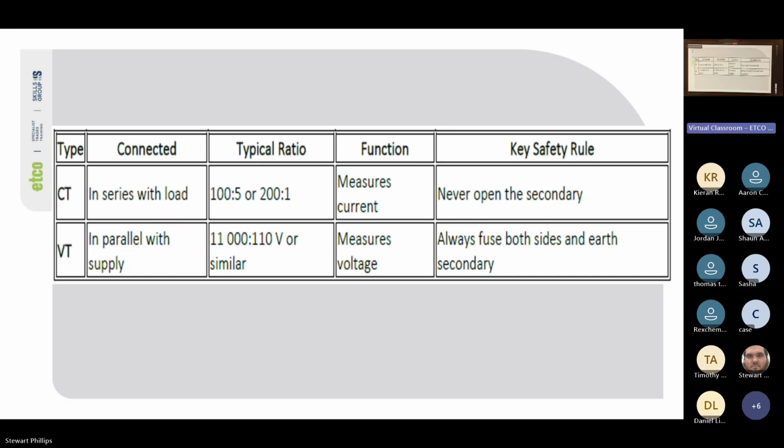Let me just check the Learning Hive. But yeah, that is our lesson as far as that goes. Hold on.